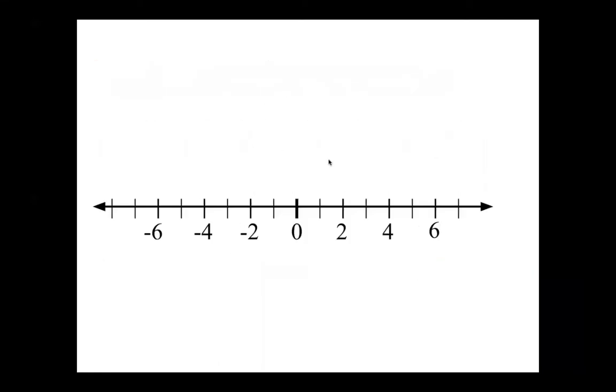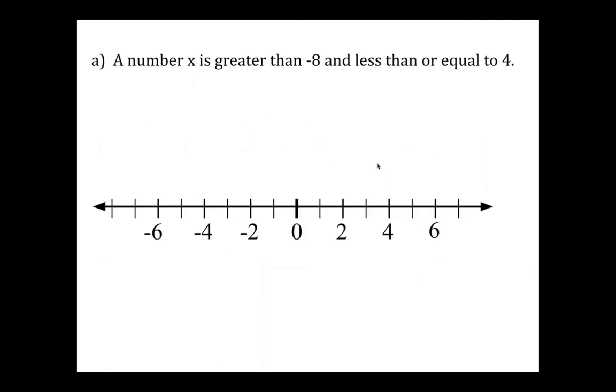Let's take a look at this first example. We're given a sentence and we're supposed to process this into an inequality. A number x is greater than -8 and less than or equal to 4. Recall that a compound inequality is made up of 2 separate inequalities joined by either and or or. So first, look for your first inequality. That would be x is greater than -8.